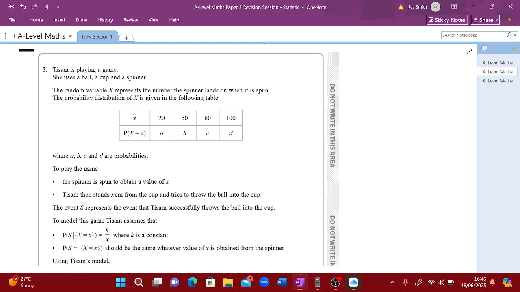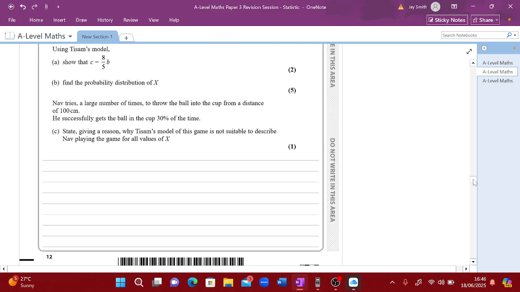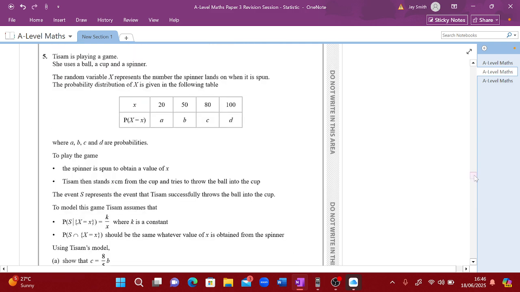Anyway. Tissam is playing a game. She uses a ball, a cup, and a spinner. The random variable x gives the number the spinner lands on when it's spun. And then we give the probability distribution of x. So this is fairly common as well. You need to know how to work with a probability distribution table like this. So if you have a value of x, then the associated probability of choosing the x value is this. Okay.